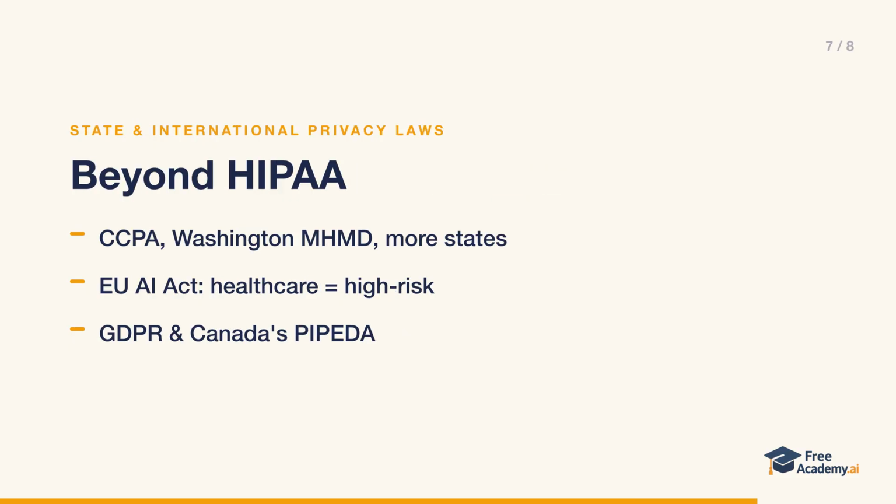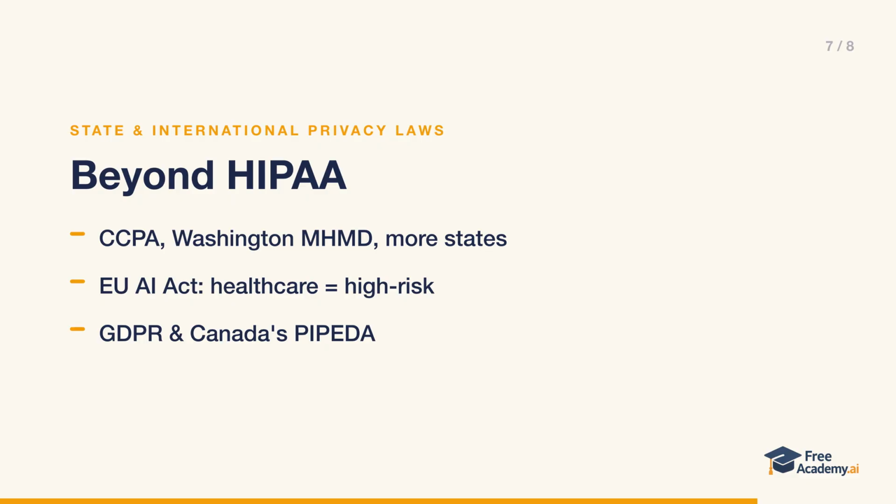HIPAA isn't the only law in play. Several states have their own rules. California's CCPA and CPRA give residents rights over personal data, including health data held by companies HIPAA doesn't cover. Washington's My Health My Data Act broadly covers consumer health data, including apps and wearables. Colorado, Connecticut, and Virginia have similar comprehensive privacy laws with health provisions.